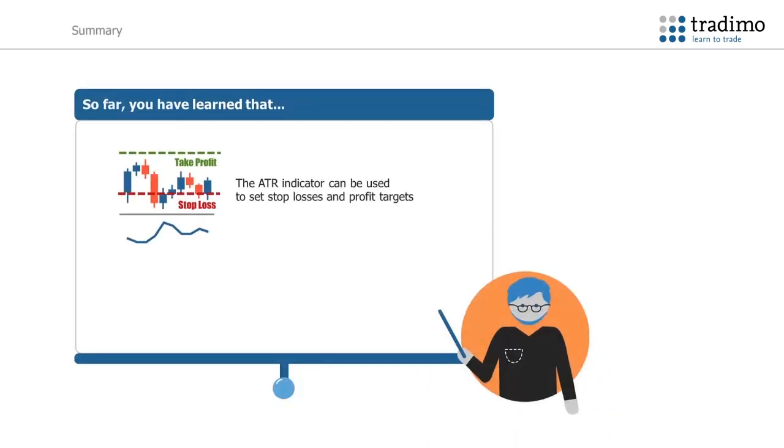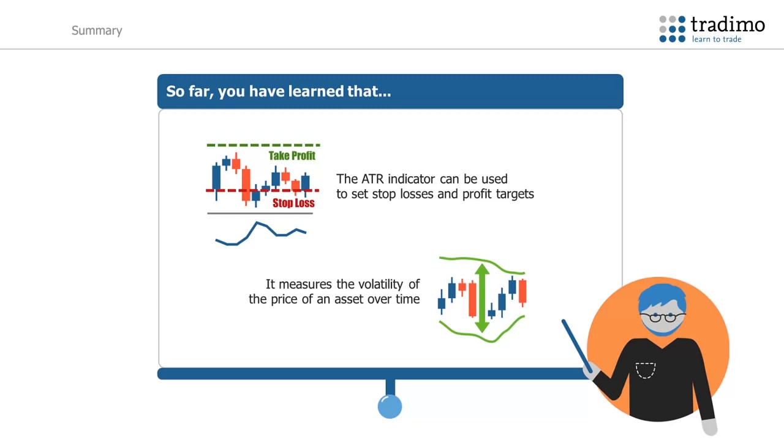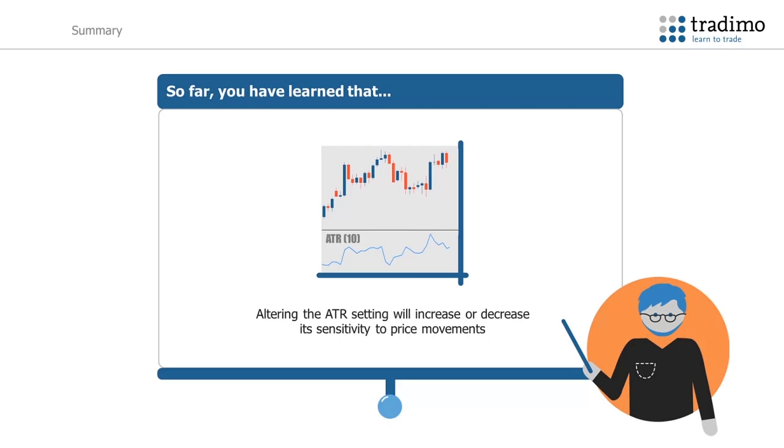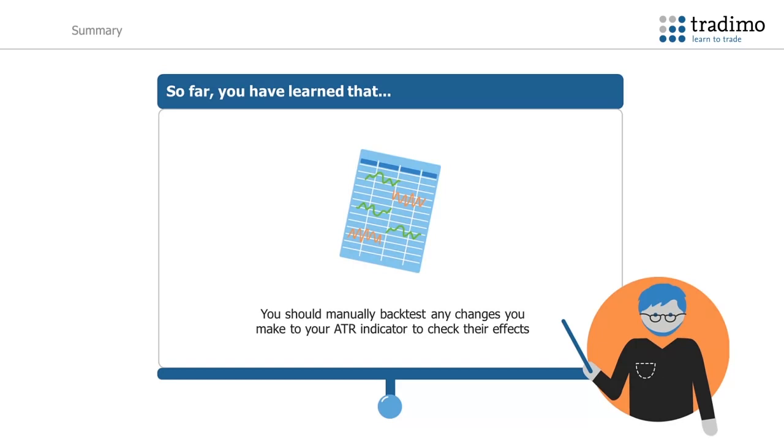So far you have learned that the ATR indicator can be used to set stop losses and profit targets. It measures the volatility of the price of an asset over time. Altering the ATR setting will increase or decrease its sensitivity to price movements. You should manually backtest any changes you make to your ATR indicator to check their effects.